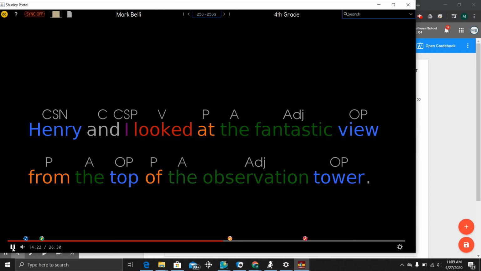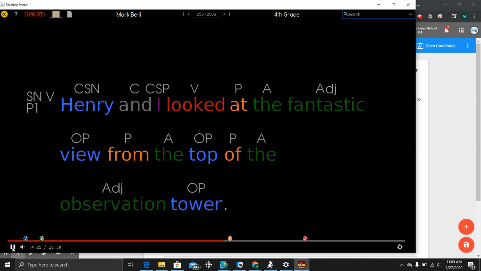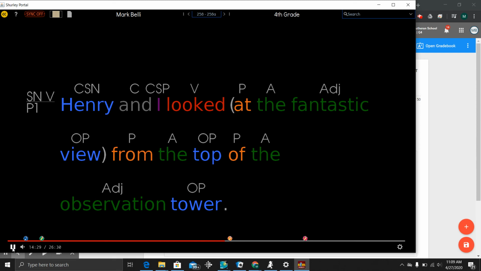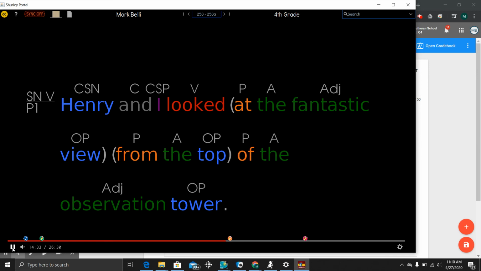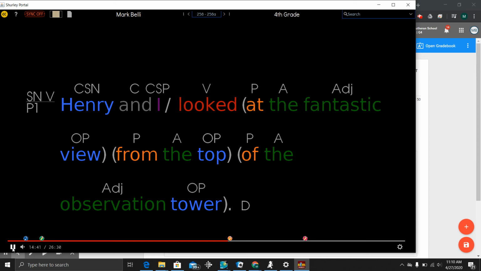And conjunction. Subject noun verb pattern 1 skill check. At the fantastic view prepositional phrase. From the top prepositional phrase. Of the observation tower prepositional phrase. Period, statement, declarative sentence. Go back to the verb. Divide the complete subject from the complete predicate.